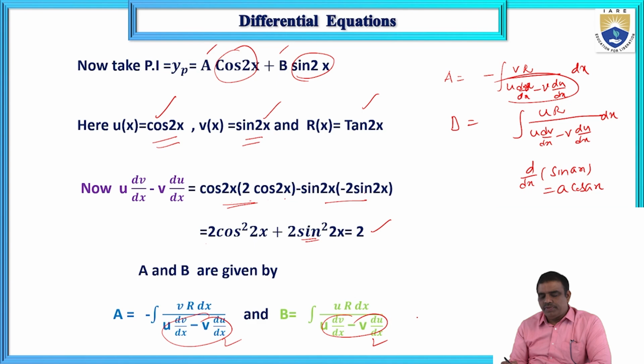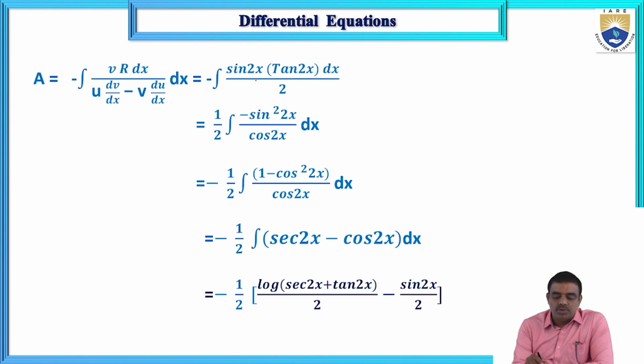Now the formula for finding a and b is already given. So replace v: what is v? A is equal to minus integral of v, that is sin 2x, and r is tan 2x, dx by the denominator 2. So I will show here the value of a: sin 2x into tan 2x dx by 2 with minus sign. So 1 by 2 take outside, minus sin square 2x by cos 2x, because tan 2x means sin 2x by cos 2x. So sin 2x into sin 2x is sin square 2x by cos 2x.